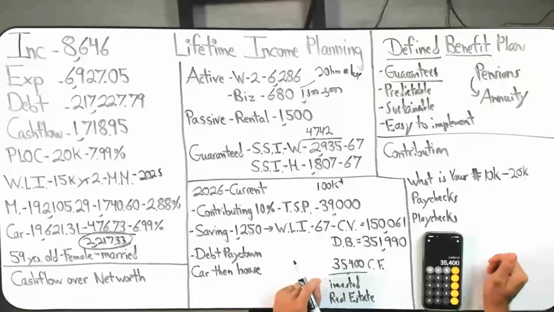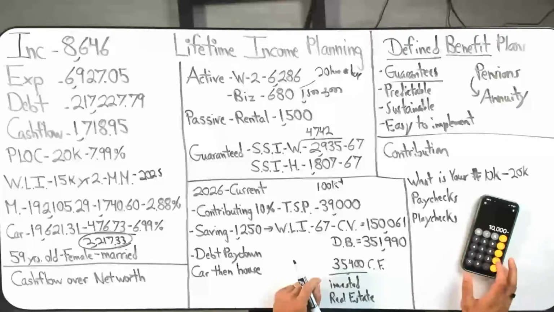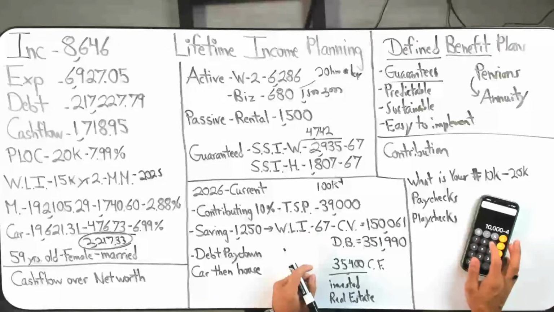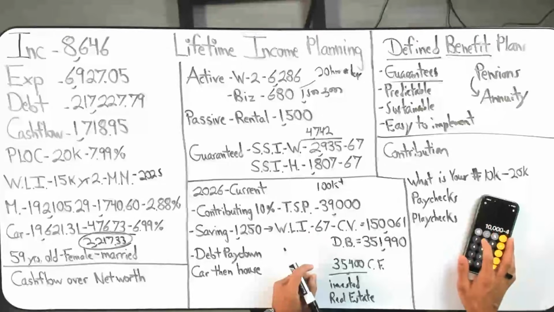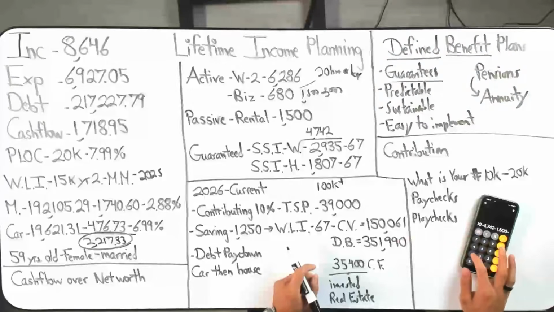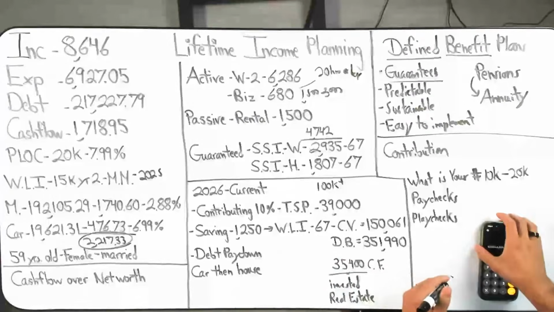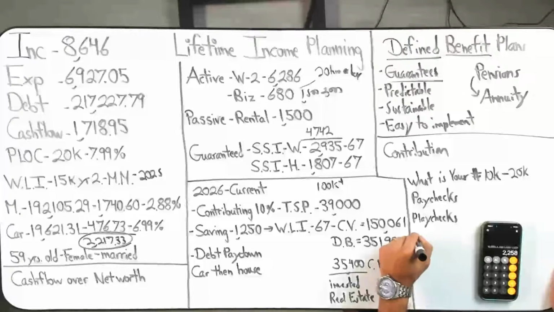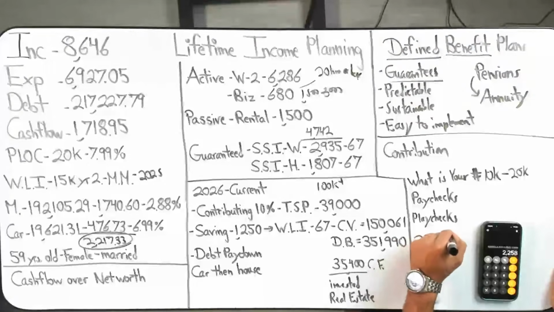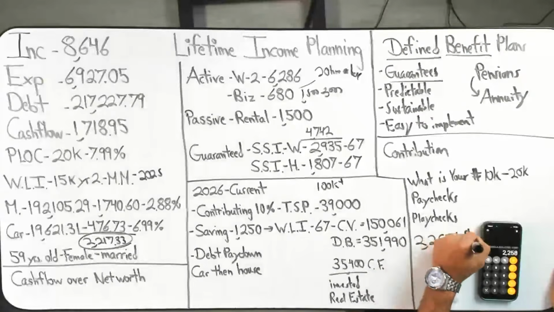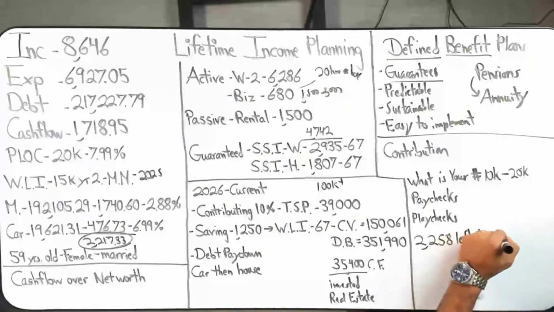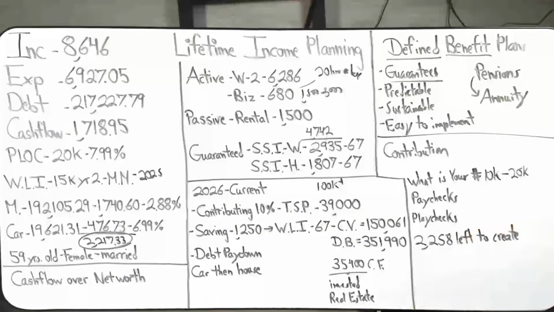My first number was 10K minus the guarantees we're going to have, 4,742, minus the 1,500 they already have and minus the 1,500 of active income. We're about 2,258 short. 2,258 left to create.